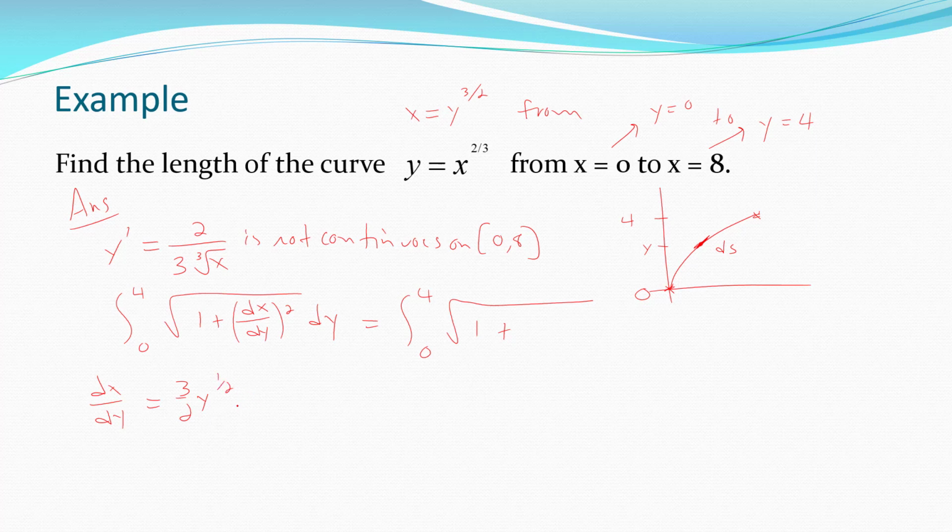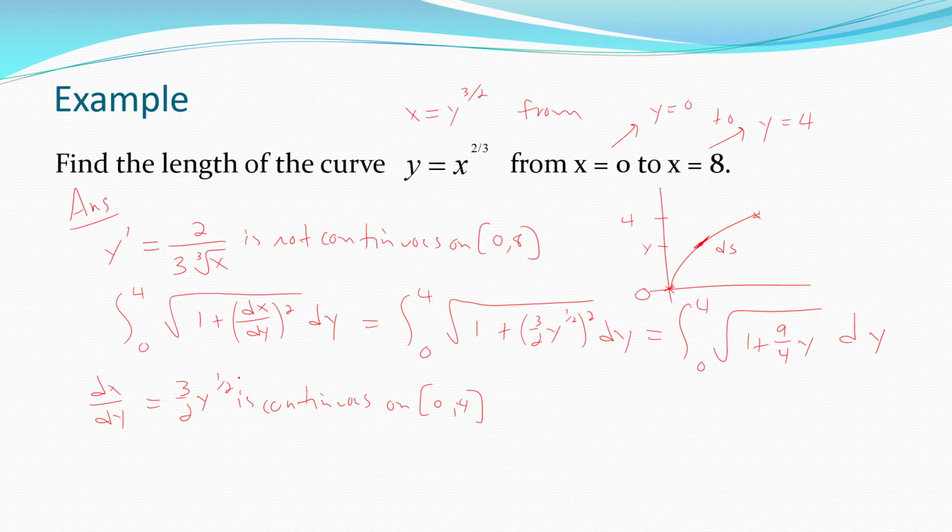And that is certainly continuous on the interval from 0 to 4. So I'll just take 1 plus that derivative, 3/2 y to the 1/2, squared, dy. So the integral then is from 0 to 4 of the square root of 1 plus 9/4 y dy. And I'll leave the remaining integration to you, as it's very similar to the first problem I did, so I won't waste your time.